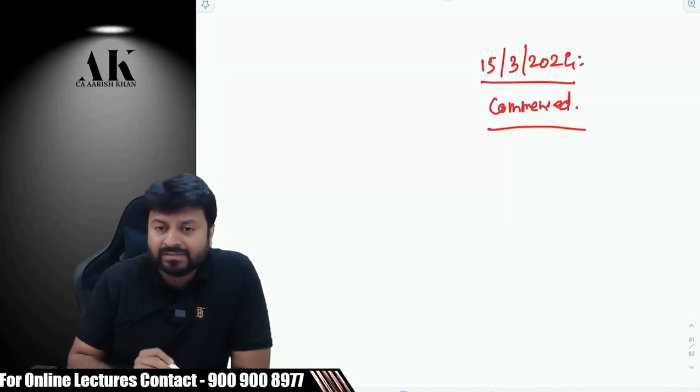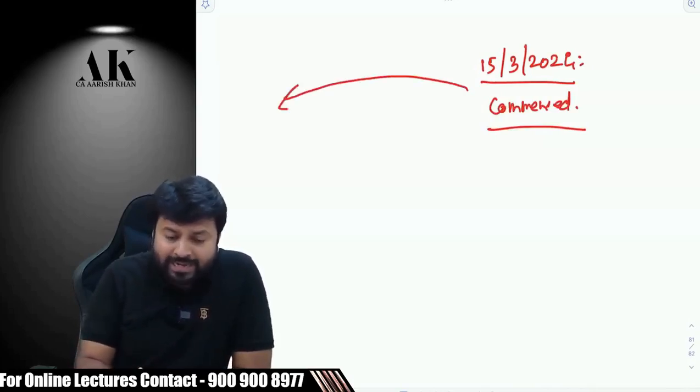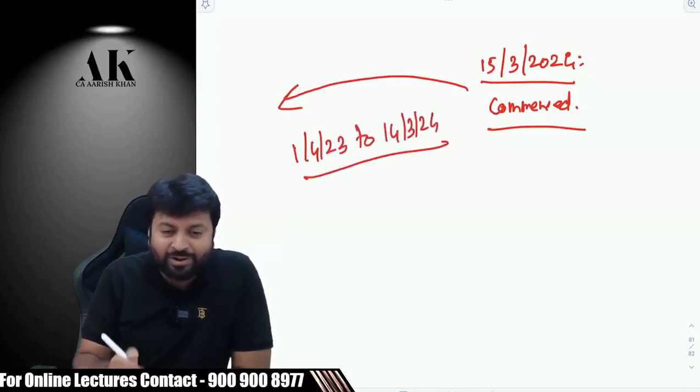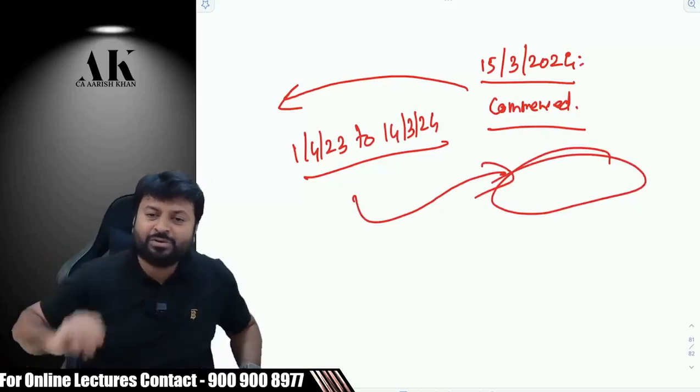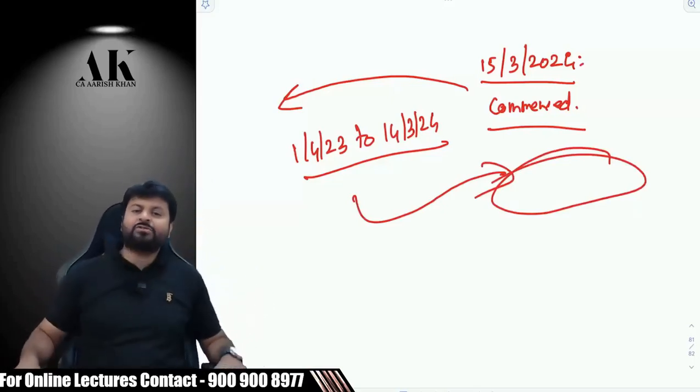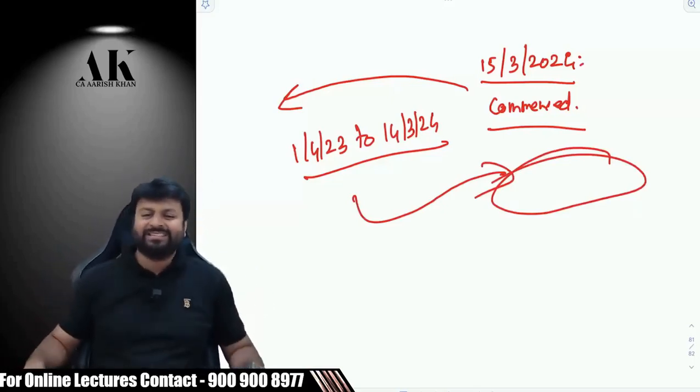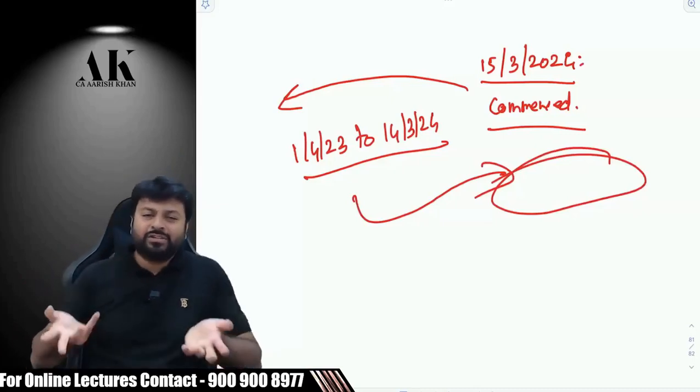Okay. So the government does not want that from 1st April 2023 till 14th of March 2024, that is almost the entire year only, he should claim those expenses as a revenue expense. The government does not wish to do that because that will lead to revenue loss to the government. Are you able to understand? Yes, sir.